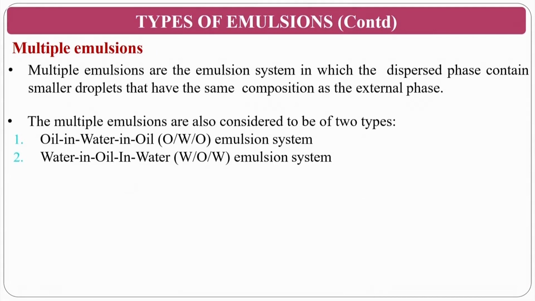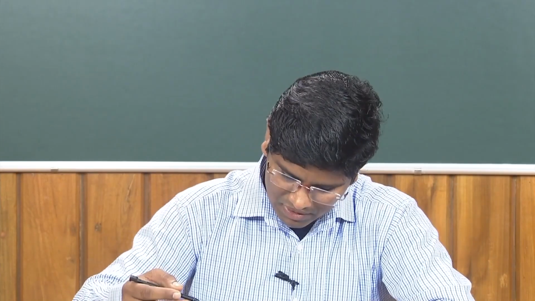Multiple emulsions. There are two varieties basically: oil in water in oil, basically you have oil, then water, and oil; and water in oil in water. So you have a water droplet, inside you have oil, and inside that oil you have water again. Okay, these are the two varieties.